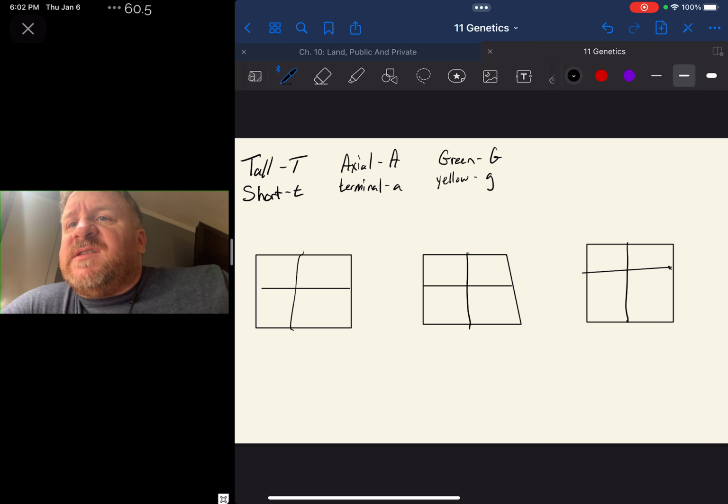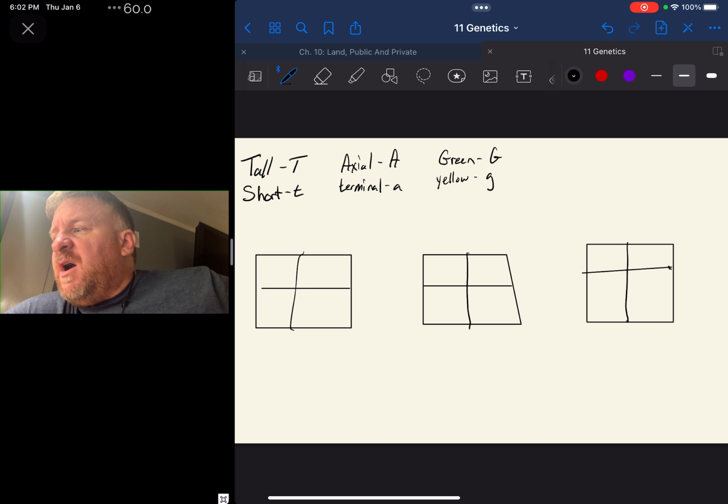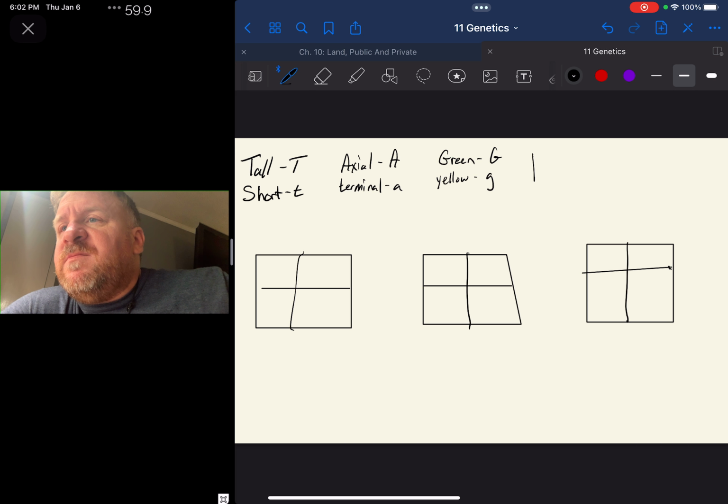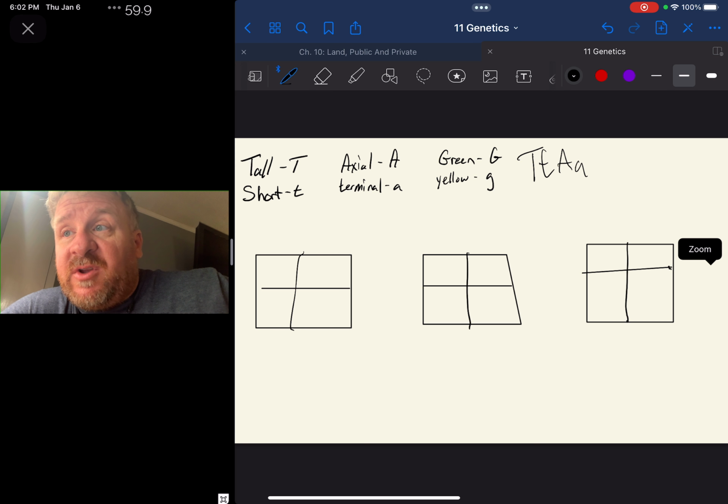So let's say that we've got these three traits. We've got tall and short, that has to do with plant height. Then we've got axial and terminal, that's flower position. And then we've got green and yellow, that's pod color. Okay, so let's take a heterozygous tall, heterozygous axial plant. We're just looking at those two traits.